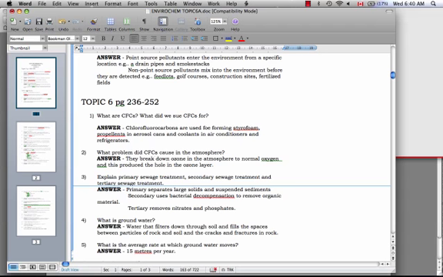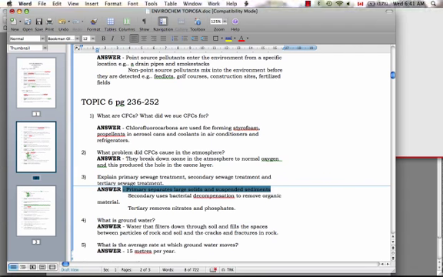Next question, explain primary sewage treatment and secondary and even tertiary. Primary treatment separates large suspended solids and sediments, so filtering, screening, and flocculation. Secondary uses bacteria to remove the organic waste, and tertiary removes nitrates and phosphates.